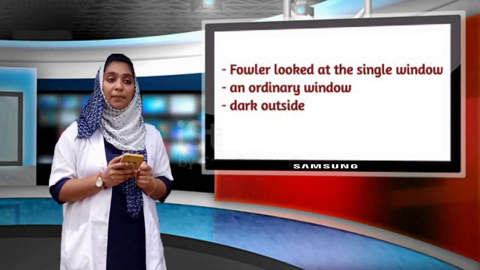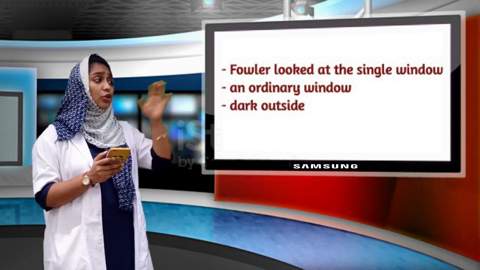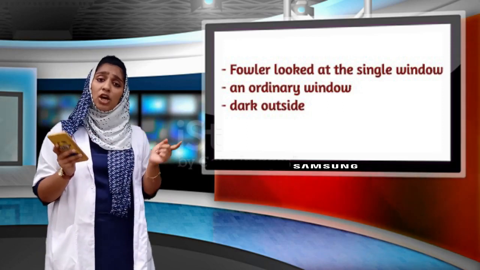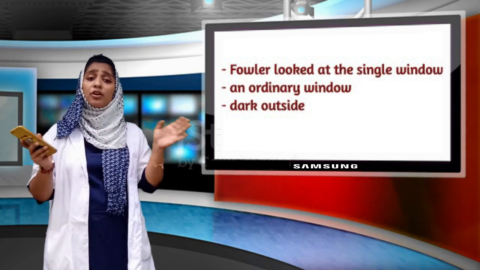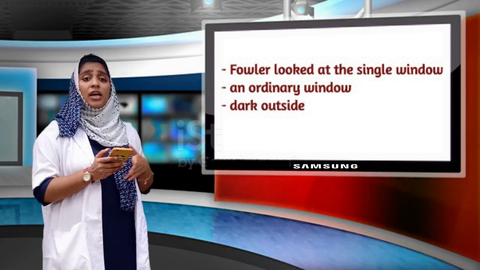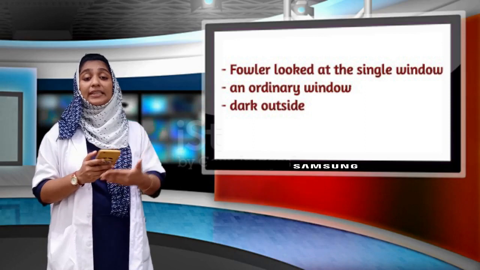Fowler looked at the balcony. Nothing was there. It looked like an ordinary window. It was dark outside. But Ausable did not change at all. There was no feeling or expression change in his face. He again started to tell that clever story.